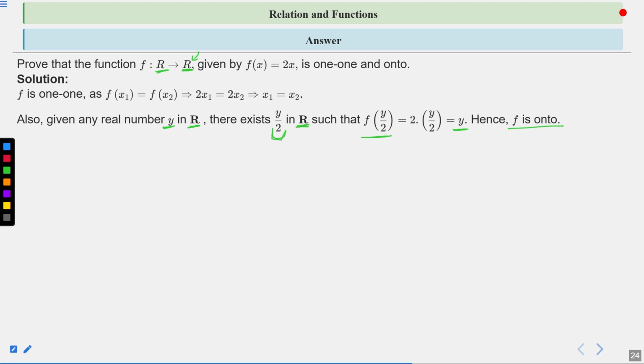It will all become clear; since this is your first time, don't worry. More examples will be introduced to you in order to grasp the concept of one-one and onto. So the graph for f(x) equal to 2x for real to real: pick any real number, you will have twice of it. So your graph will be a straight line passing through the origin. Clear?